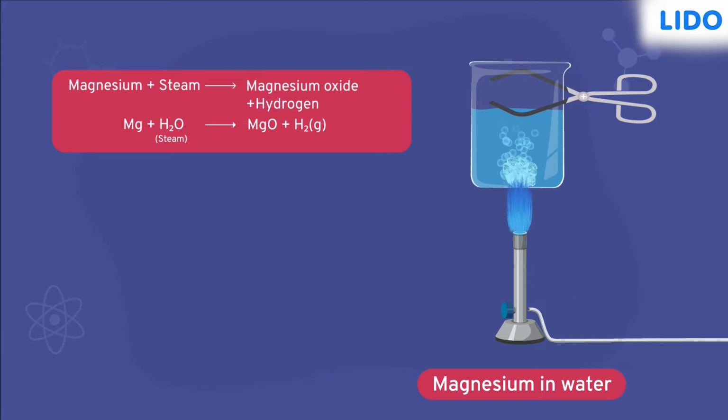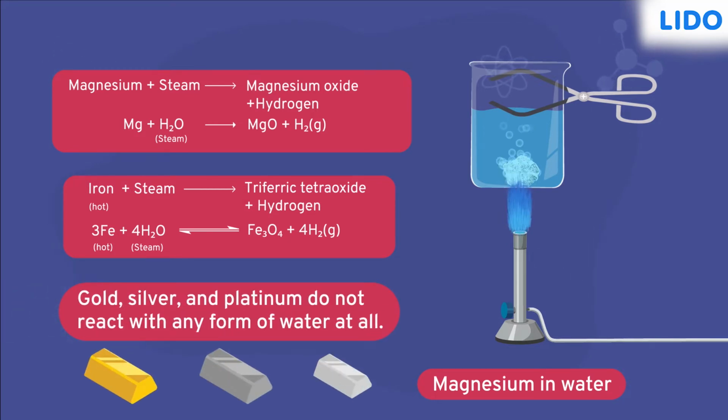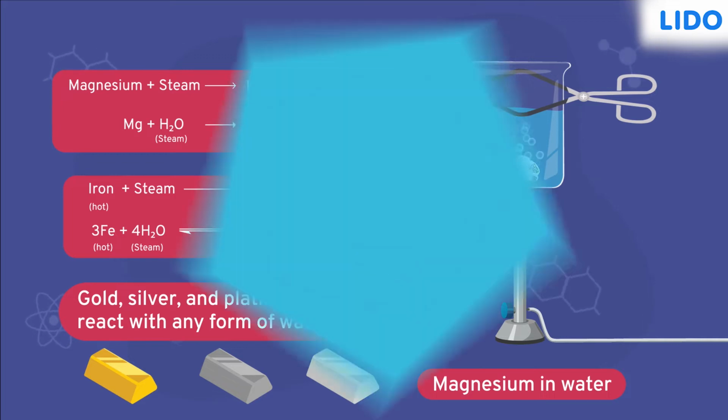When metals react with steam, they form metal oxide and hydrogen gas. Magnesium forms magnesium oxide and hydrogen gas. Similarly, when iron reacts with steam, it forms iron oxide, that is triferric tetroxide, and hydrogen gas. But metals like gold, silver and platinum do not react with any form of water at all.